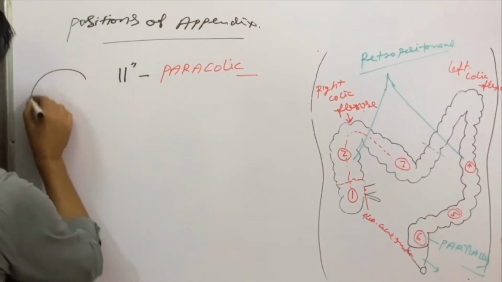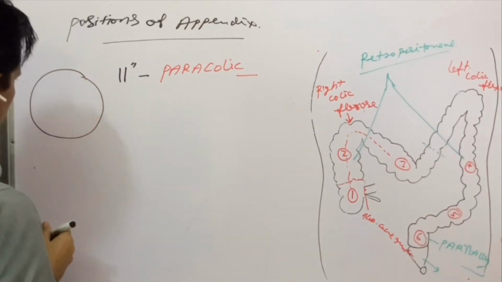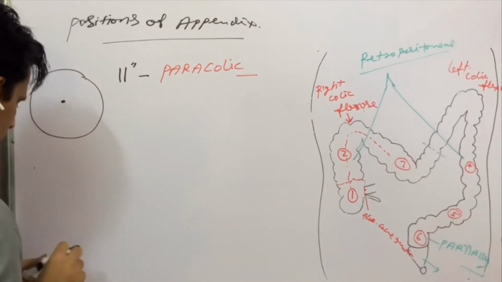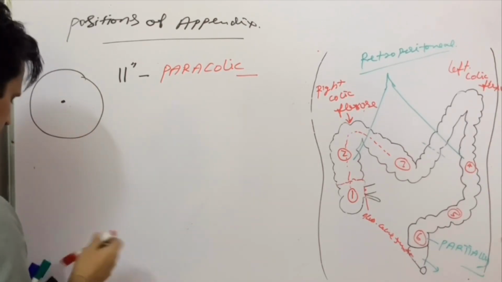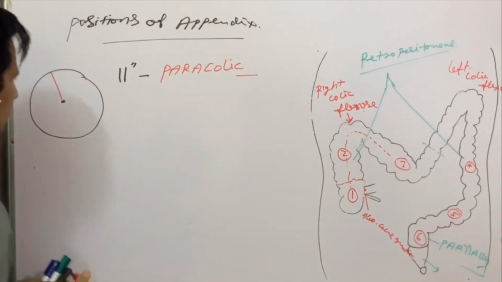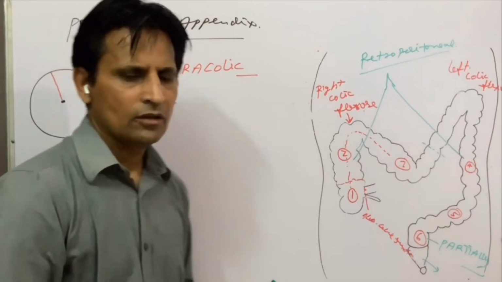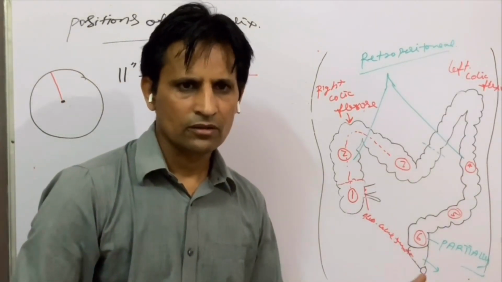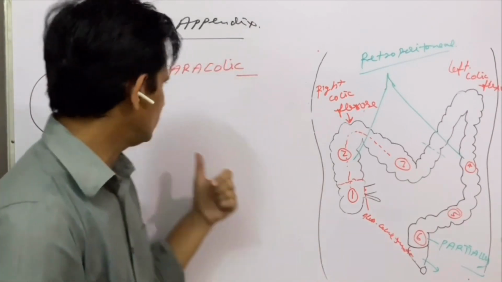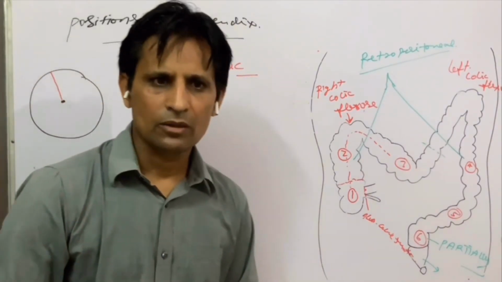If this is a watch and this is the center point, so the 11 o'clock position is this one, and almost parallel to the colon. That's why this position is known as the paracolic position.